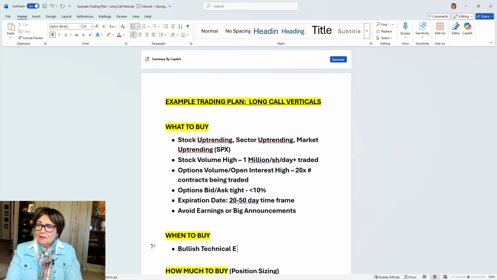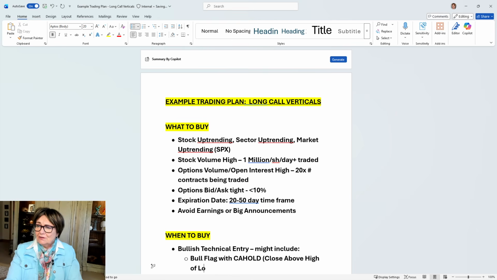And that might include any number of things. So, and this is not an exhaustive list. So it might include, say, a bull flag entry with a close above the high of the low day. So that's close above the high of the low day.